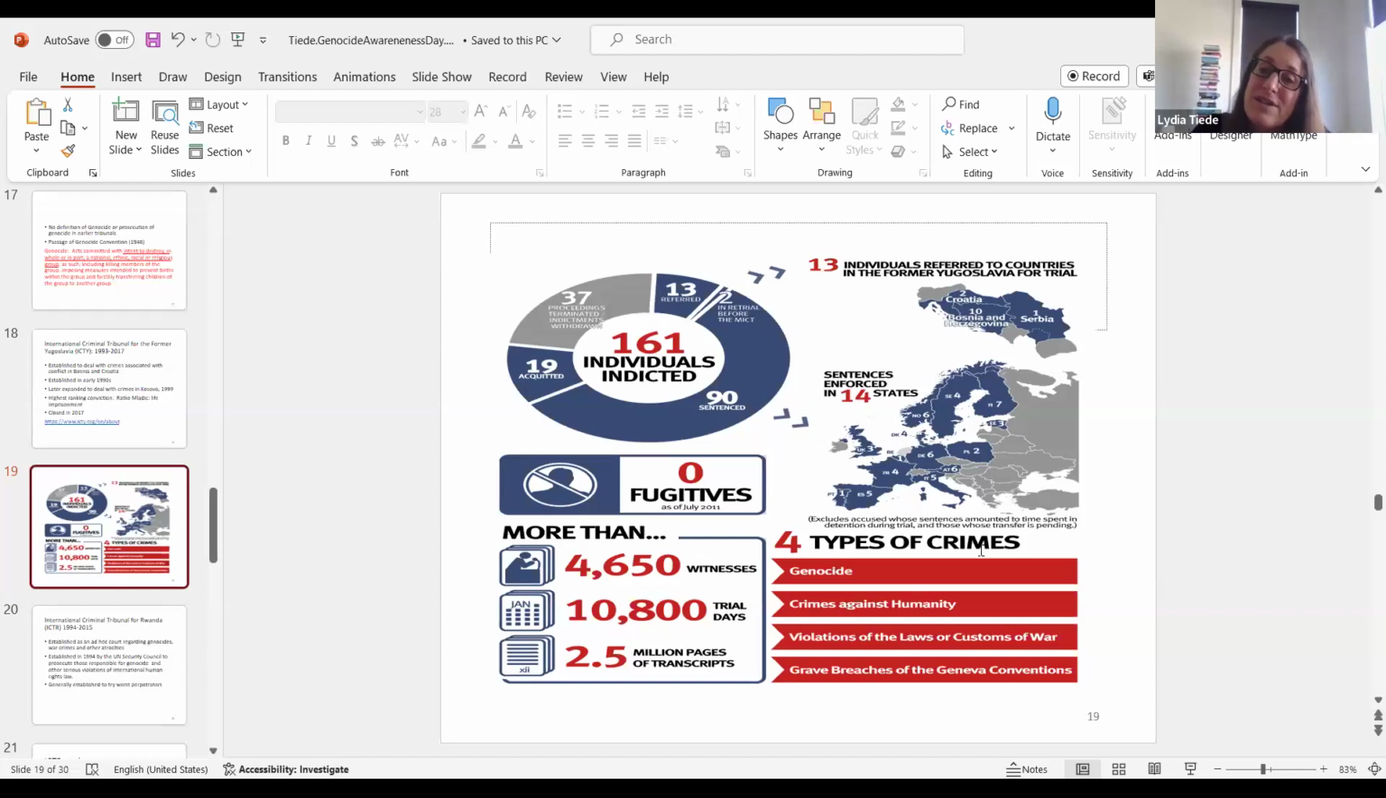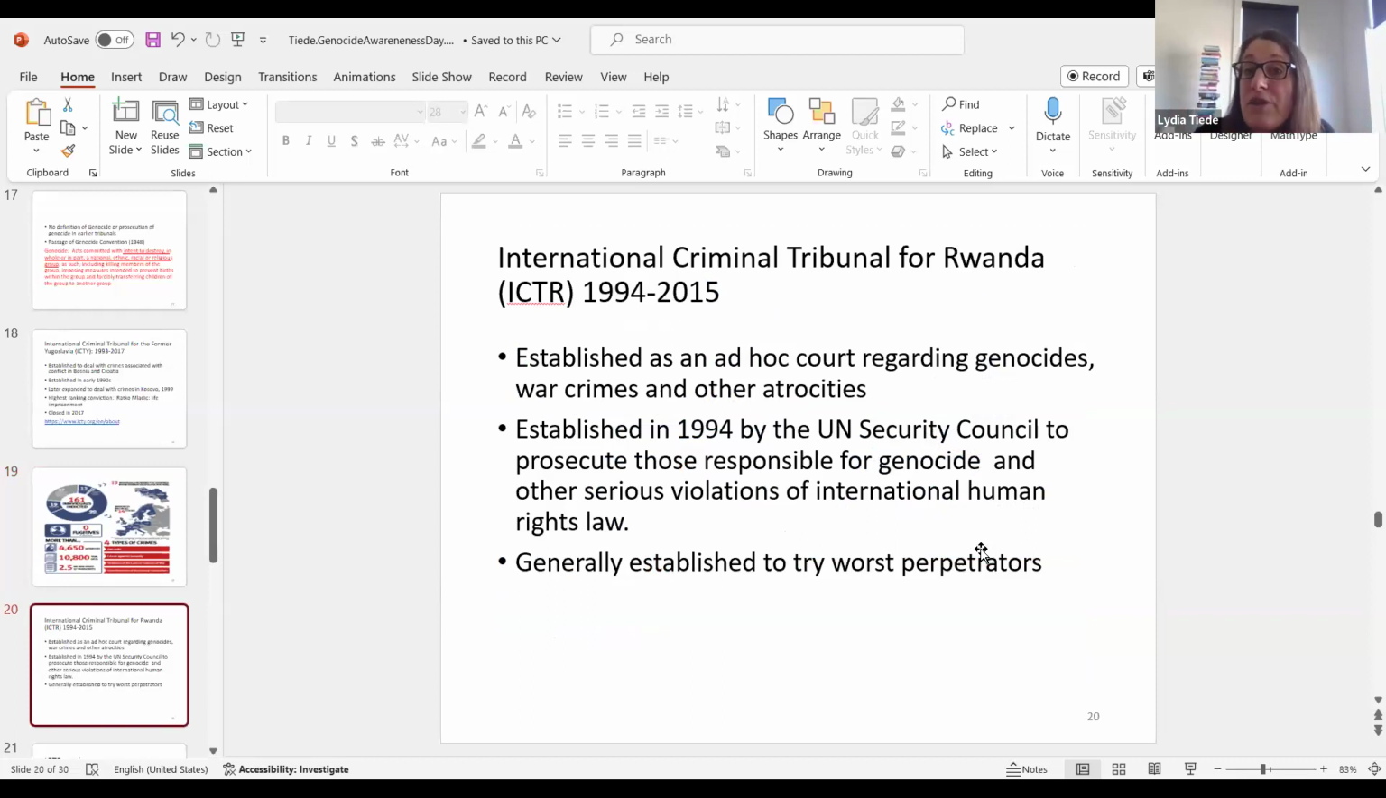So this is one thing, as I mentioned before, that comes out of this that is very positive for researchers, for people that want to understand, right, which you're trying to do today and participating in this, right, is now we have some documents we can read and learn more about this. We also have the Tribunal for Rwanda, right? So this is set up in 1994, lasts to 2015. And again, these are established by the UN.